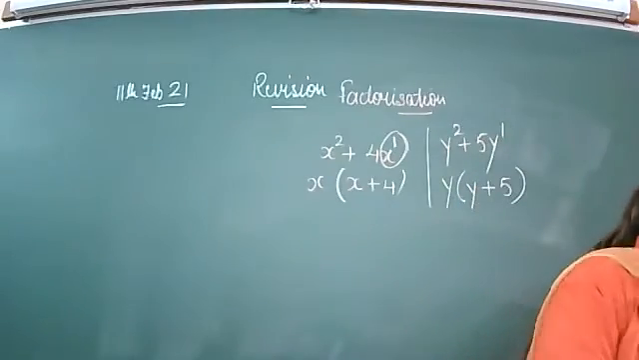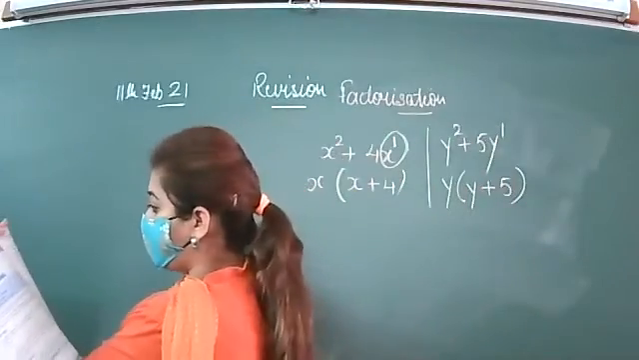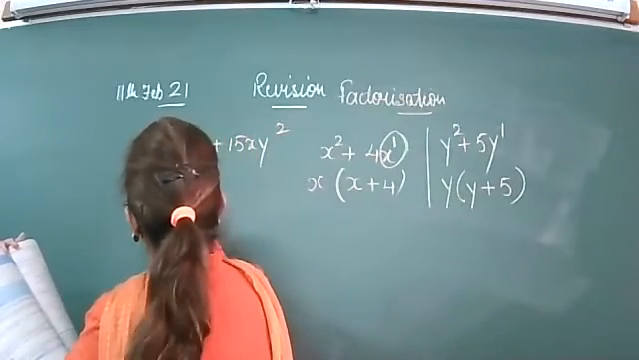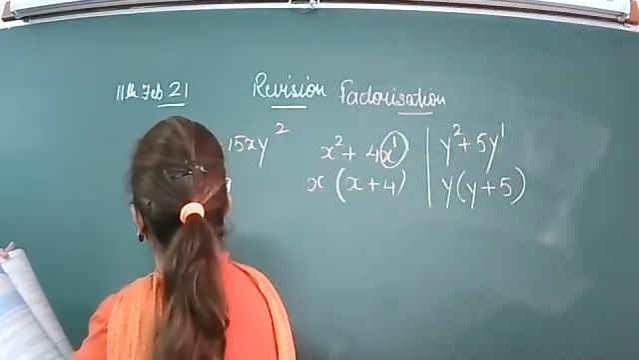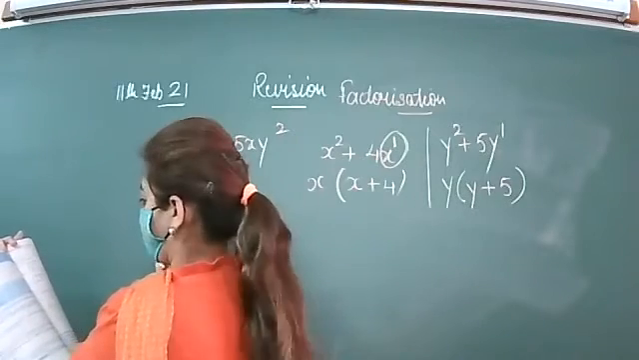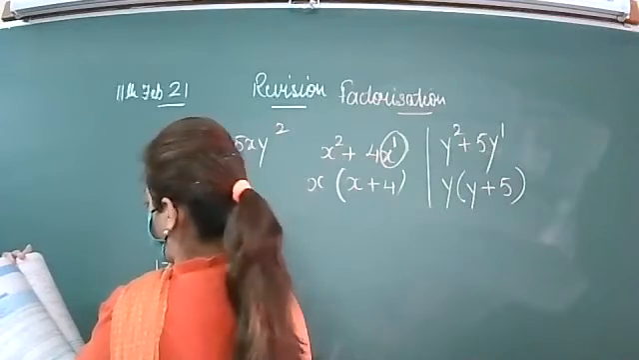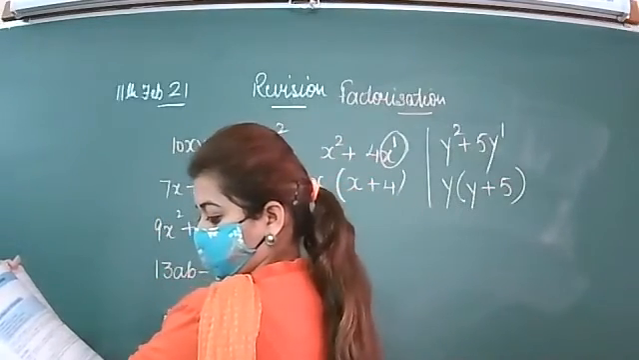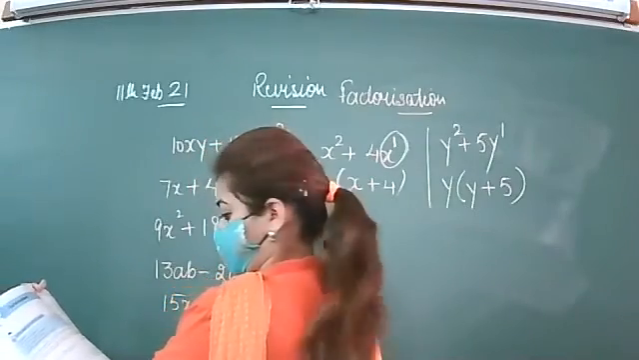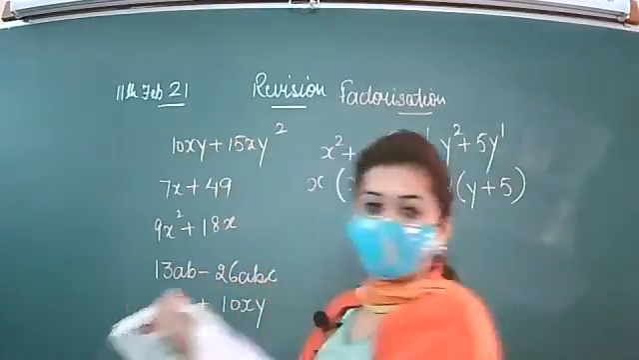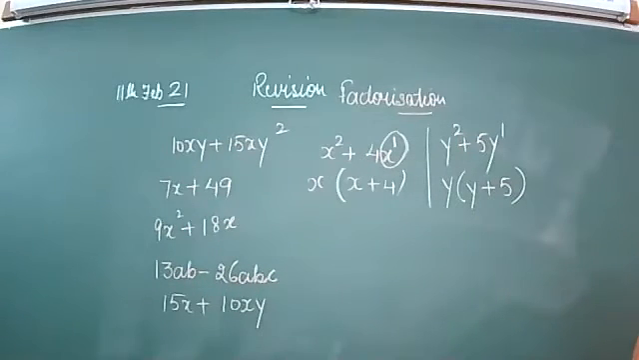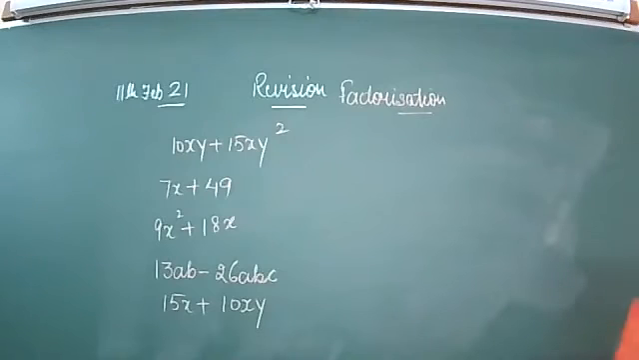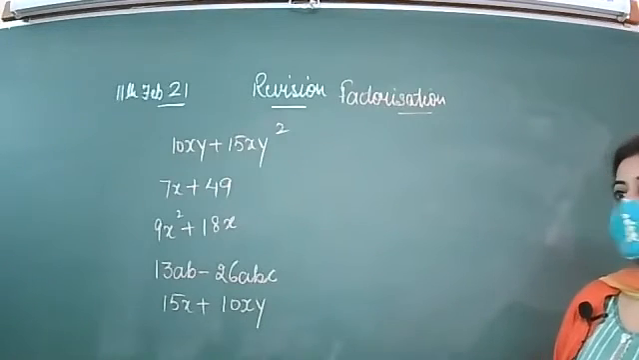Now, solve this question, hurry up. 10xy plus 15xy square, 7x plus 49. Hurry up, start these questions. 10xy plus 15xy square.